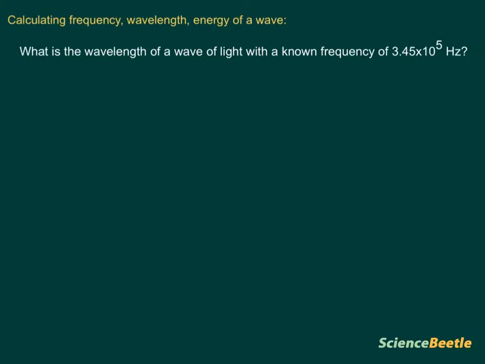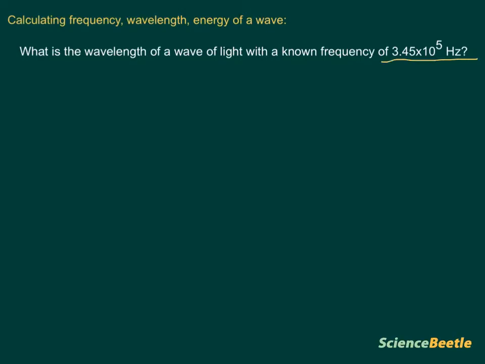We have a sample problem here, and the problem reads as follows. What is the wavelength of a wave of light with a known frequency of 3.4 times 10 to the fifth? Remember, we do have to use the GUESS method here, where we identify the given, the unknown, equation, and then we substitute and solve the problem. Let's begin with identifying the given portions of this particular problem.